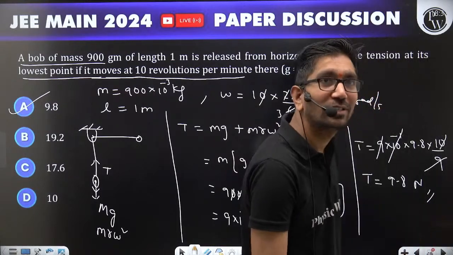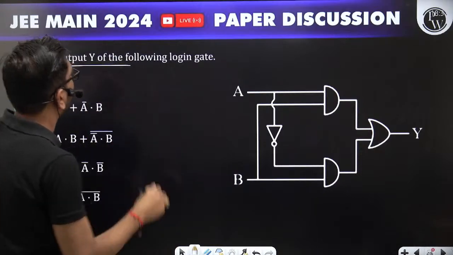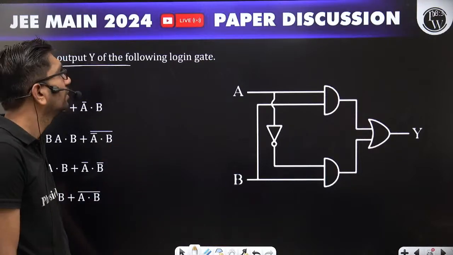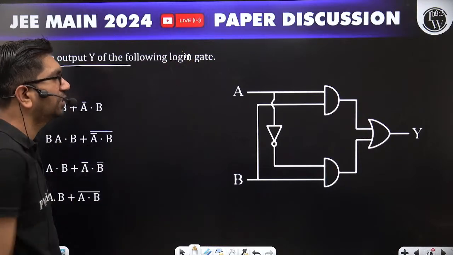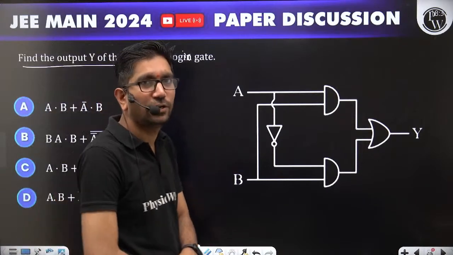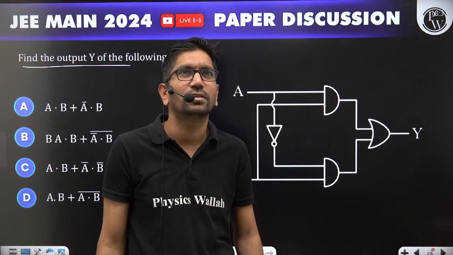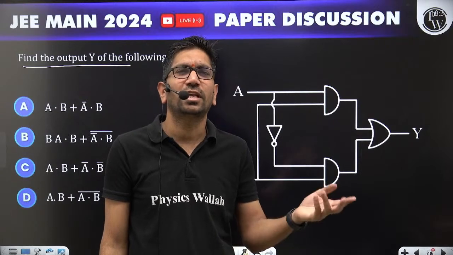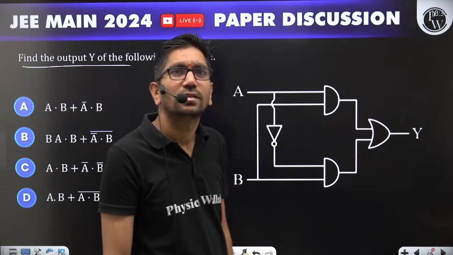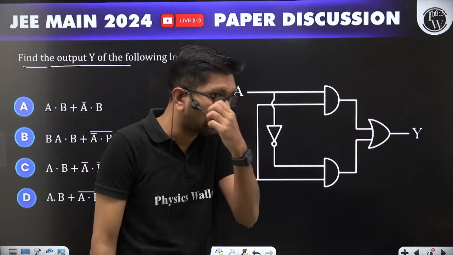Chalo, so let us move toward the next question now. Find the output Y of the following logic gate. Logic gate it is. See here, beta, all the logic gate numericals are very simple, right? So just practice all the logic gate numericals. In each and every shift we get logic gate numericals, right? Now see here, the A is going like this. I will tell you the trick how to solve these numericals.